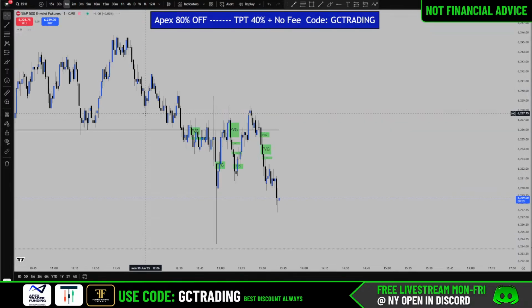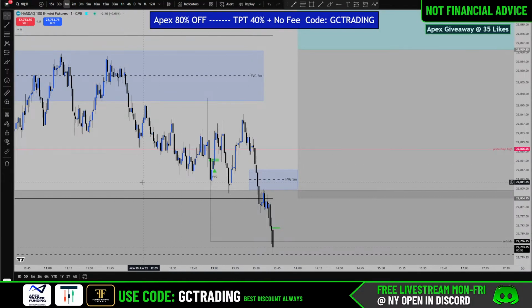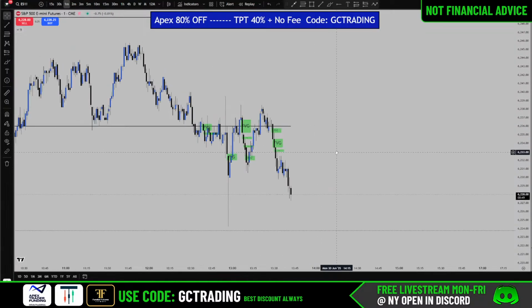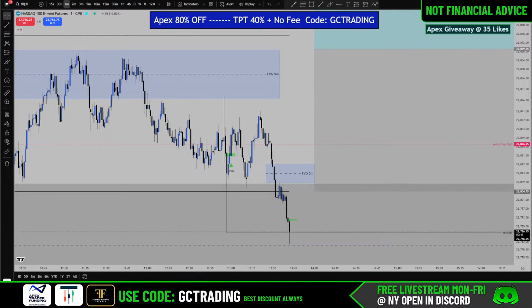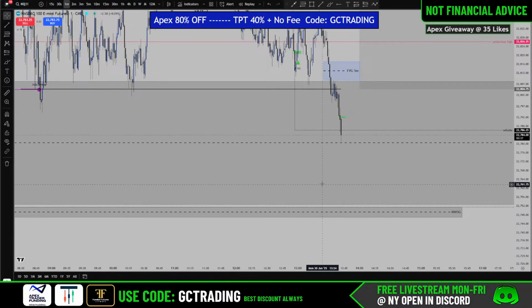Let's check ES real quick. What's ES doing? Okay, so a little bit of SMT right there. Yeah, so there's that CE right there. Yeah, we're going for new week opening gap, I think.